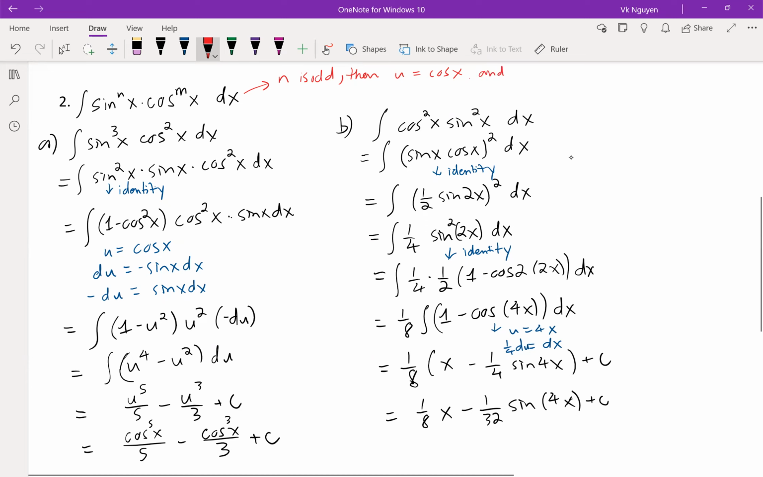And we also have to use the identity. Use sine square x is 1 minus cosine square x.